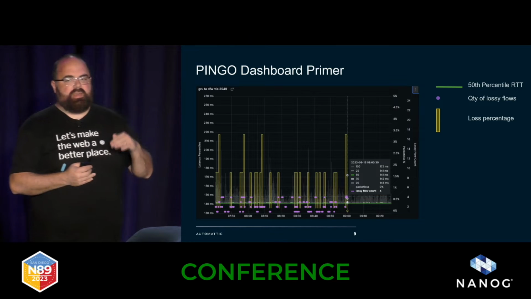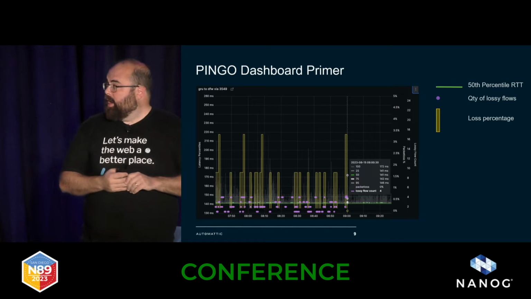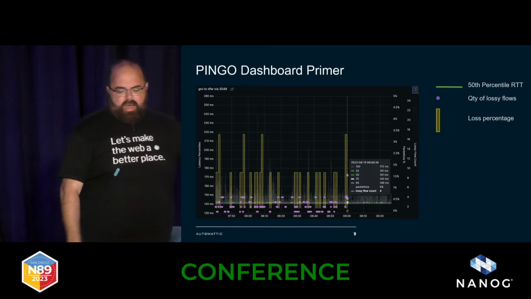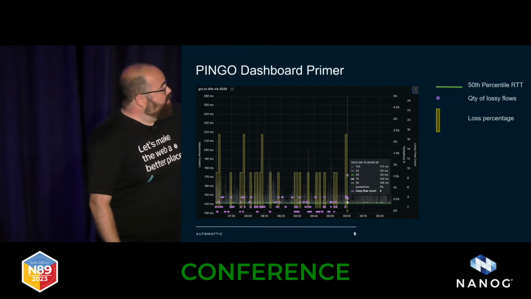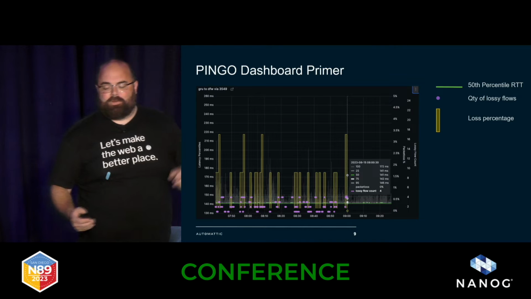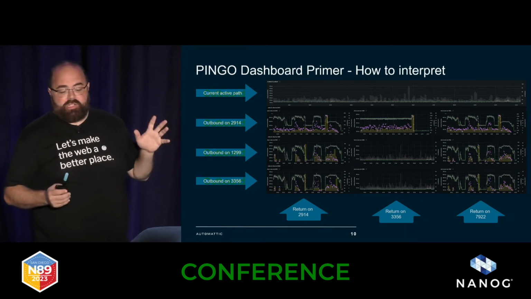And it's useful to see links decaying as problems start to occur. The purple dots, or blue in some of these cases, represent the number of lossy flows out of 36. And the yellow bars are the percentage of traffic lost. Got it? And so the actual dashboard is arranged like this.